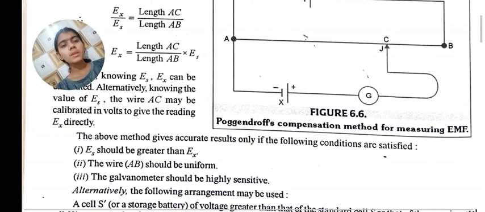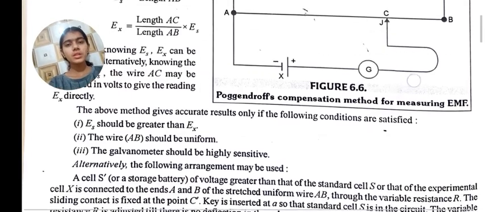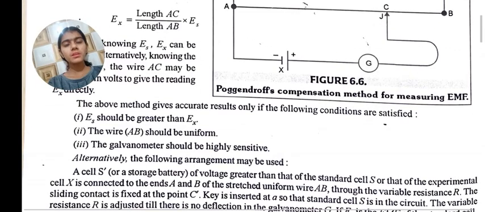The above method gives accurate results only if the following conditions are satisfied. First condition is Es should be greater than Ex. Second, the wire AB should be uniform. Third, the galvanometer should be highly sensitive.